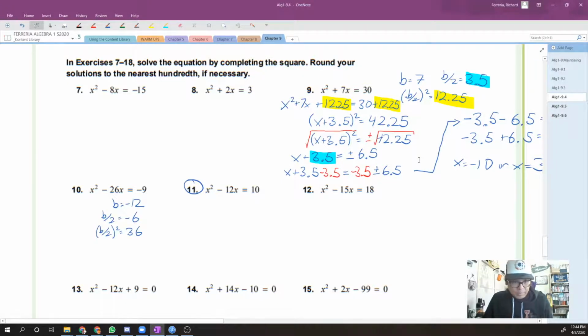So the first three quantities that are going to be important to us are: b is negative 12, b over 2 is negative 6, and b over 2 squared is 36. We're going to use b over 2, negative 6, and we're going to use b over 2 squared, 36. So the first thing is to add 36 to both sides.